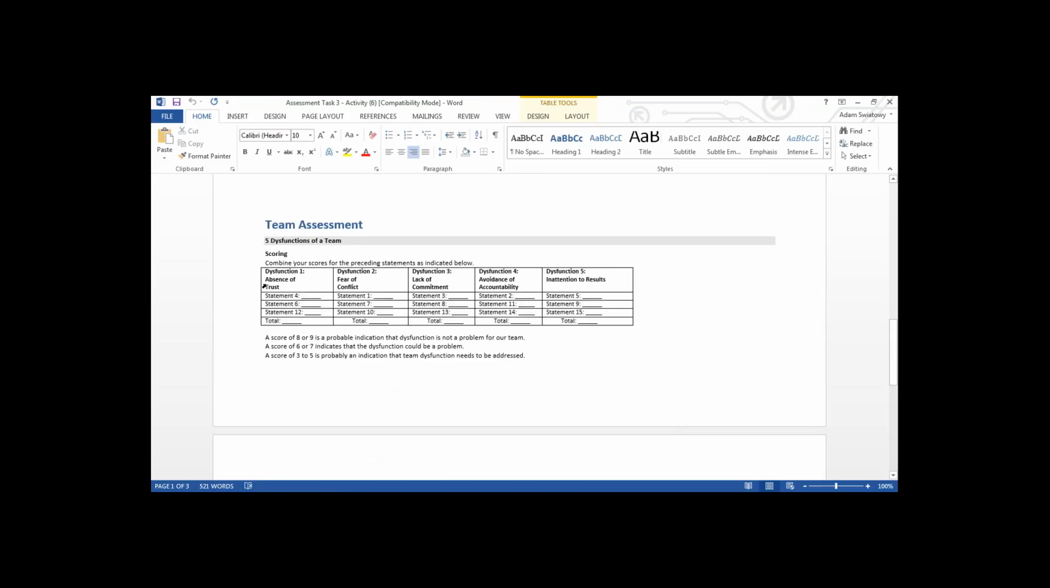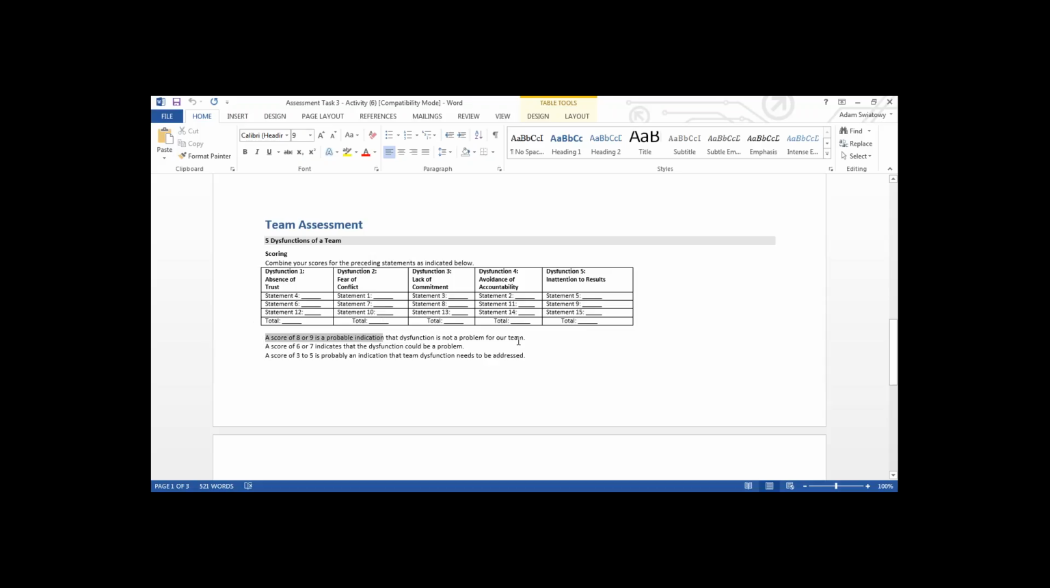At the end of that, you'll do a bit of a scoring system. Statement number 1 actually appears as one of the second dysfunctions of the team. You'll put a number 1 in there, and at the end of it, you'll put the total. So statement 1 plus the number from statement 7 plus the number from statement 10 will equal a number.